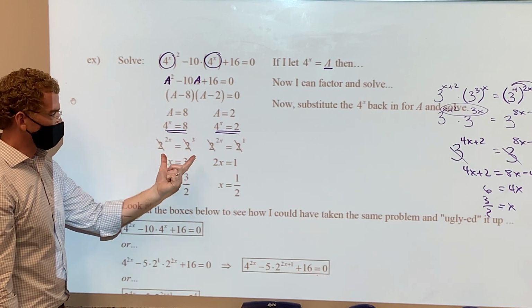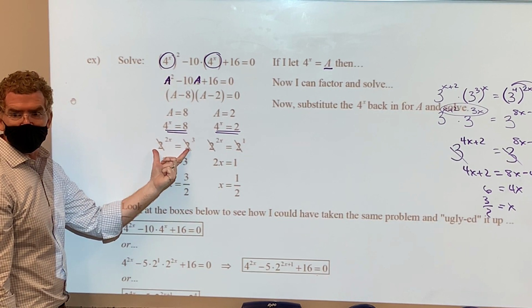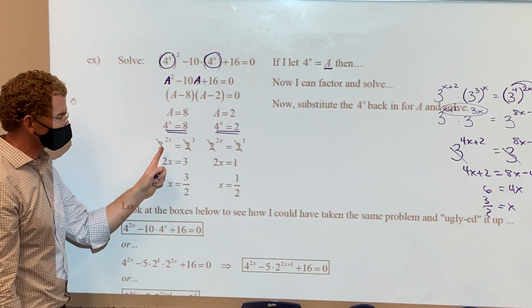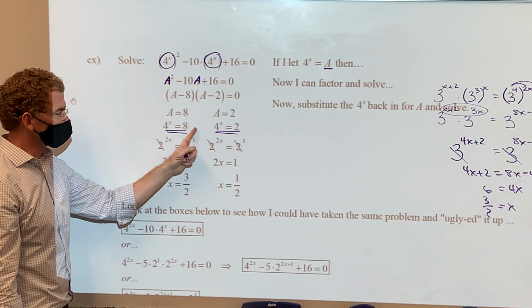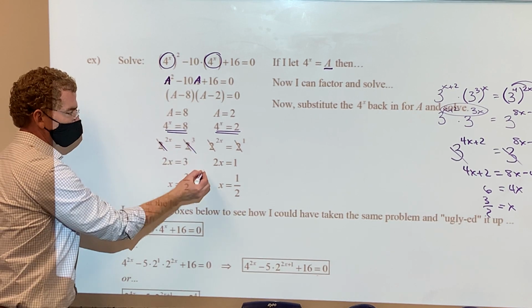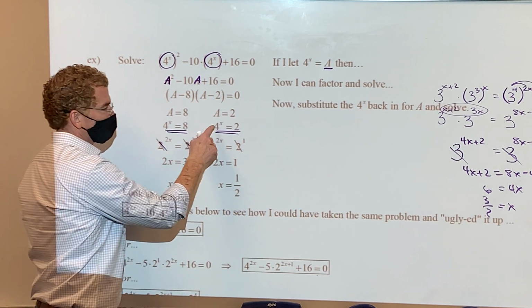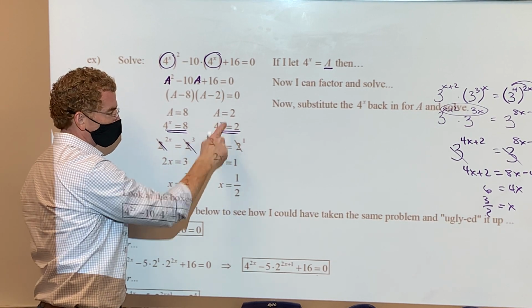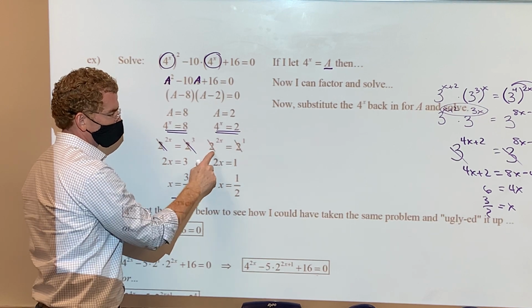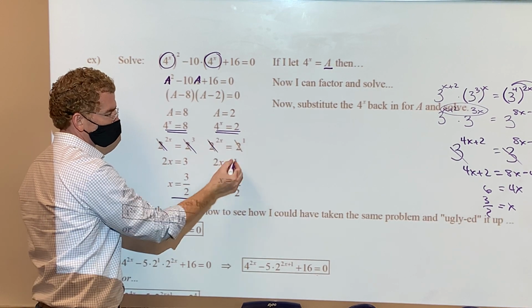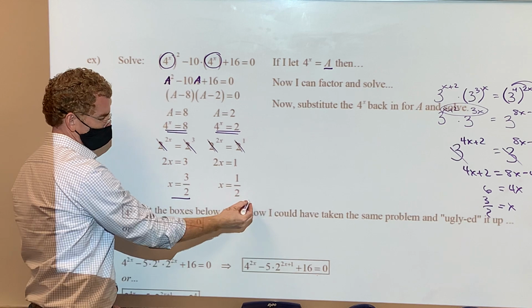1 to 1 problem, so I rewrite them as a base of 2. 2 squared to the x, which is 2 to the 2x, equals 2 cubed. 1 to 1 principle, 2x equals 3. Solve that. Right here, 2 squared to the x is 2 to the 2x. If 2 to the 2x equals 2 to the first, 2x equals 1, x is a half.